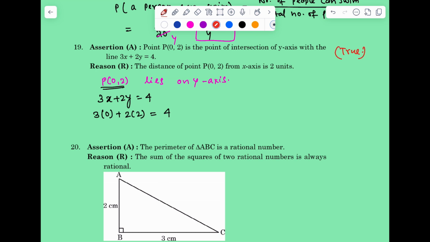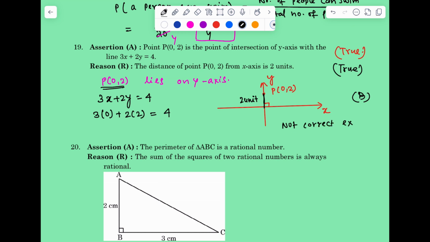Now the distance of the point P(0, 2) from the x-axis is 2 units. It is also correct. Suppose this is the x-axis, this is the y-axis, and this point is P, which is (0, 2), at a perpendicular distance from this to this equal to 2 units. It is also true, but it is not the correct explanation of the assertion. That means option B is correct, not the correct explanation.